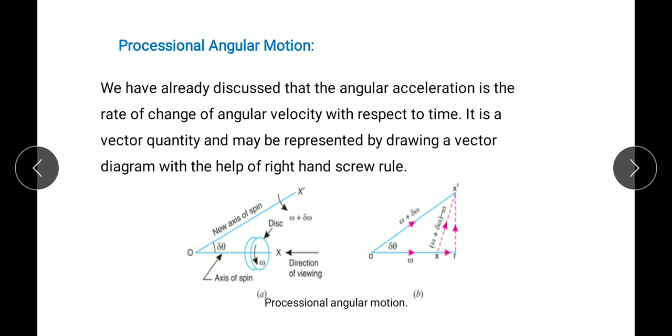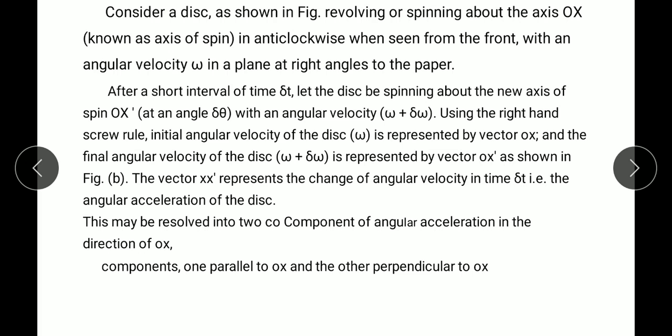So here the derivation is solved in two parts: parallel to OX and perpendicular to OX. Parallel to OX means consider OX, and perpendicular to OX means OX dash. First, angular acceleration in the direction of OX. So this is OX, so it is parallel to OX. Consider the next slide; this is already explained.